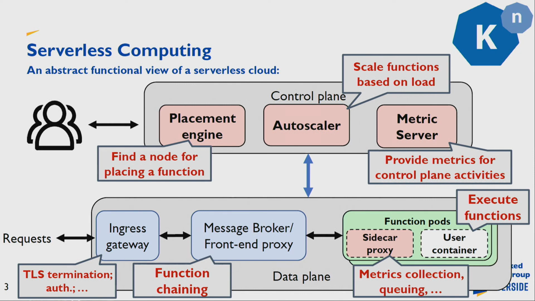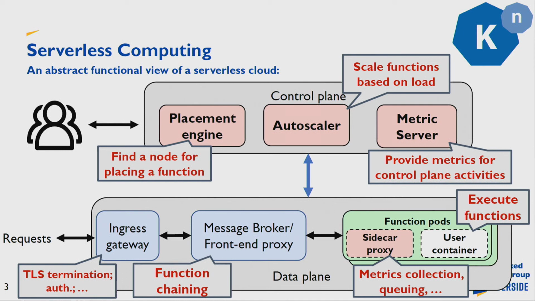Let's first take a look at the key components in a serverless cloud. We mainly studied Knative, which is representative of many of these open source platforms. In the Knative control plane, it has the placement engine, autoscaler, and metric server, which are all used to facilitate resource orchestration. In the data plane, we have the ingress gateway, which is used as the entry point of the entire serverless cloud, performing tasks such as TLS termination and authentication. And we have the message broker, or sometimes we call it the front-end proxy, to support function chaining.